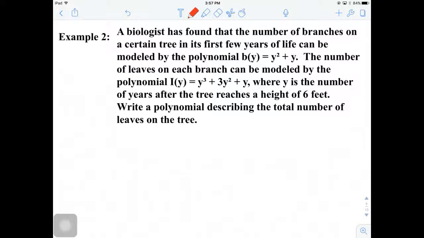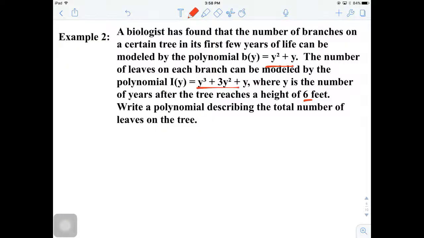Next, we're going to look at some real-world problems, how polynomial multiplication is used in real-world problems. A biologist has found that the number of branches on a certain tree in its first 5 years of life can be modeled by this polynomial here. The number of leaves on each branch can be modeled by this polynomial, where y is the number of years after the tree reaches a height of 6 feet. And write a polynomial describing the total number of leaves on the tree.